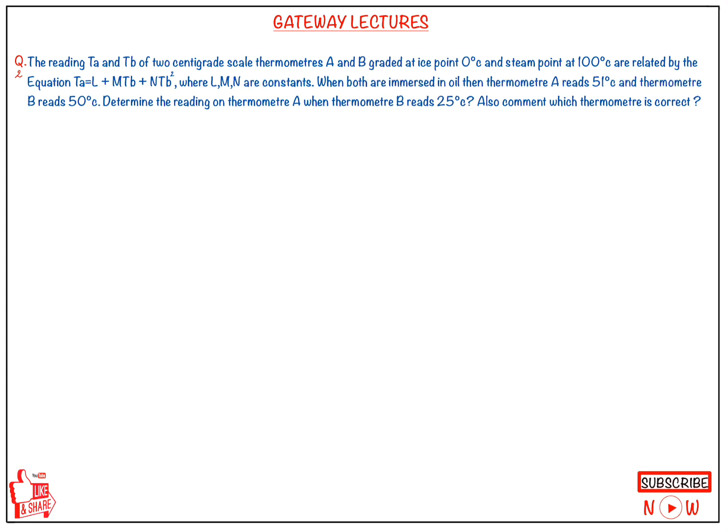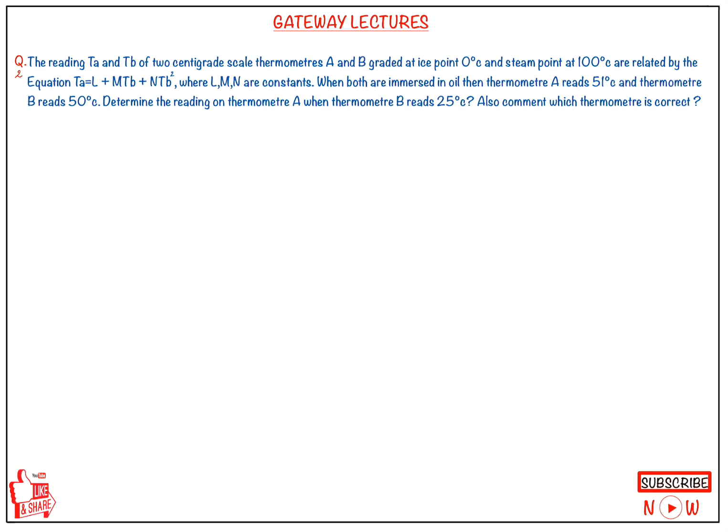Maybe A is made of some material and B is made of some other material, and the relation among the temperatures is given as TA is equal to L plus M TB plus N TB square, where L, M and N are constants. When both are immersed in oil, thermometer A reads 51 degrees centigrade and thermometer B reads 50 degrees centigrade. Since their material of construction is different, when they are immersed in the same oil, they read different temperatures.